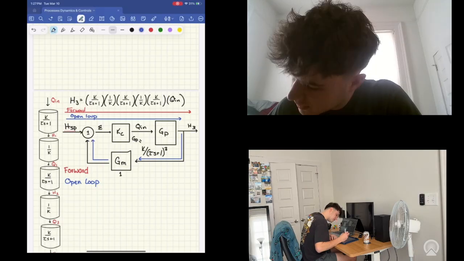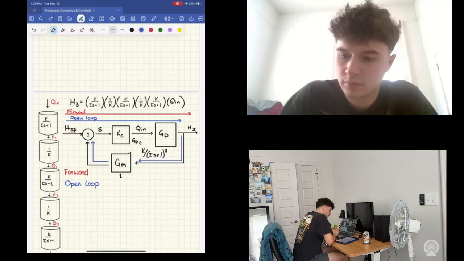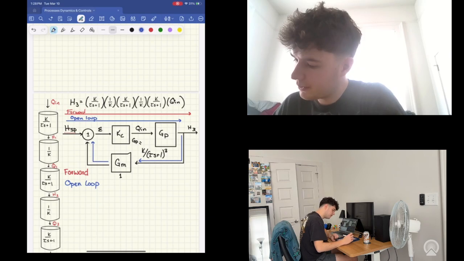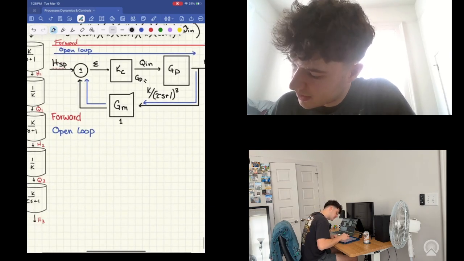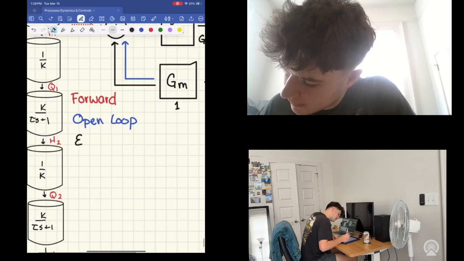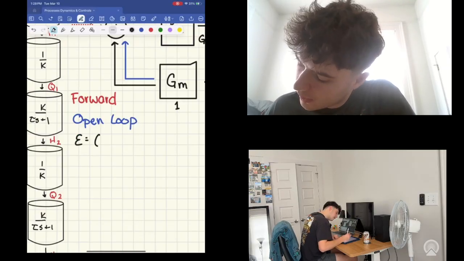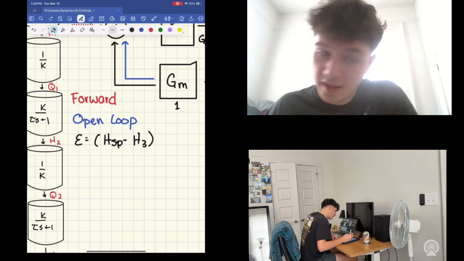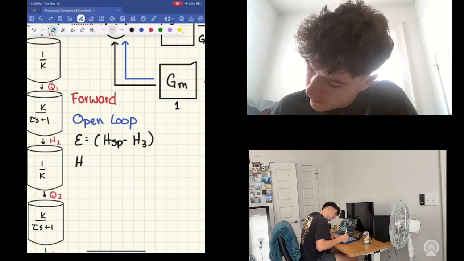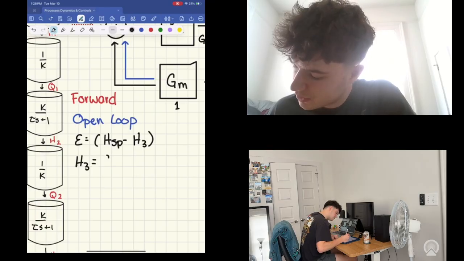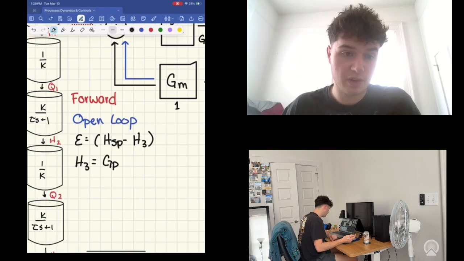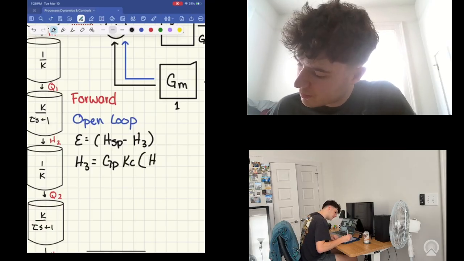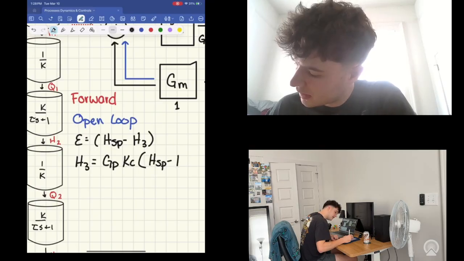So it creates sort of this loop. Now we will be looking to get equations for our E value and our H3 value. To do this, we will say E is equal to our height set point minus H3. And then our H3 variable will be equal to GP, again getting these from the loops, times KC. And then this will all be multiplied by the difference between our height set point and H3.